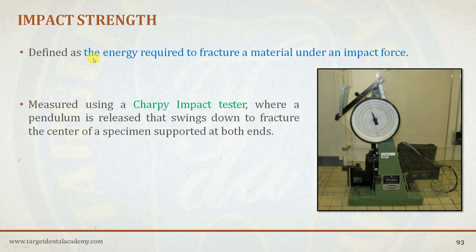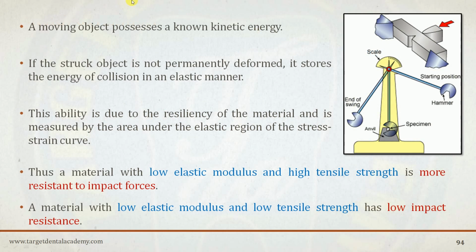Coming on to the impact strength, it is defined as the energy required to fracture a material under an impact force, measured using a Charpy impact tester, where a pendulum is released that swings down to the fracture at the center of the specimen supported at both ends. This is the pendulum. A moving object possesses kinetic energy. This is the specimen. The pendulum is at the end of the swing and the starting point, that is the hammer.